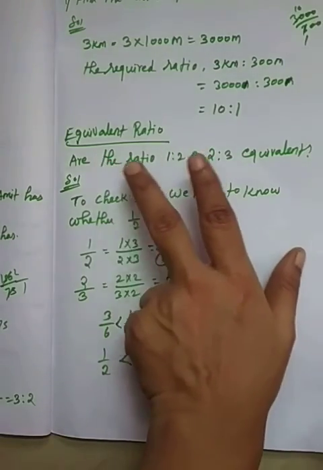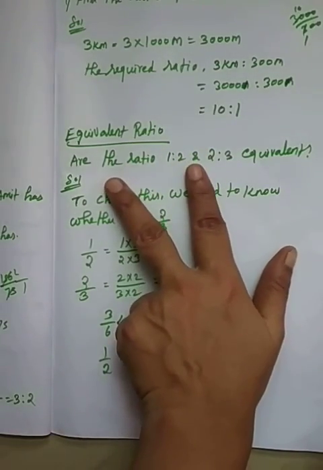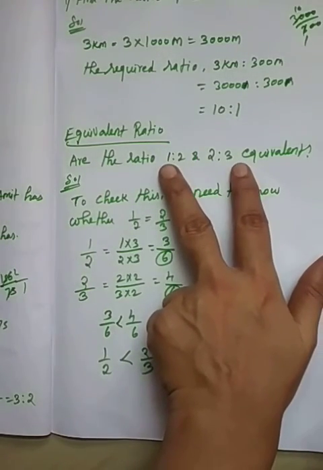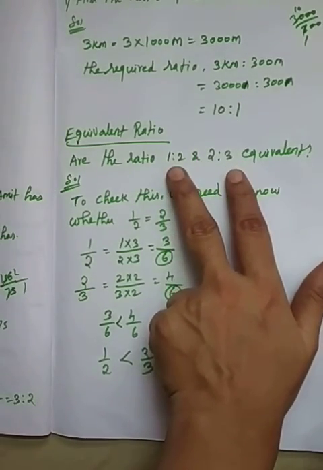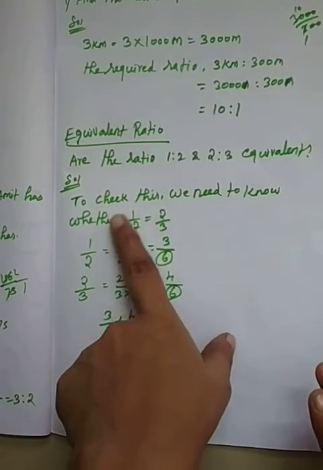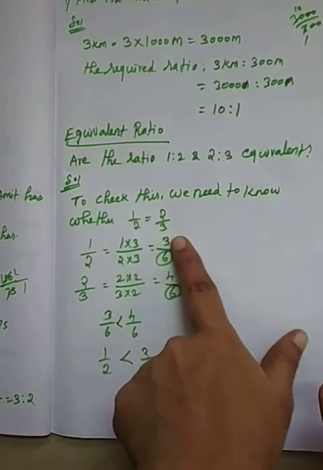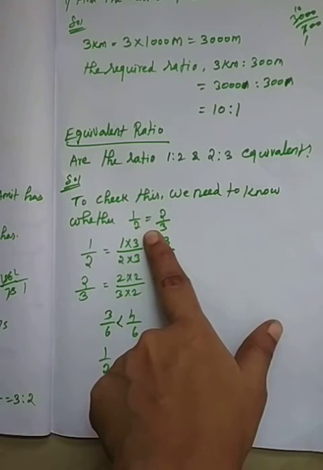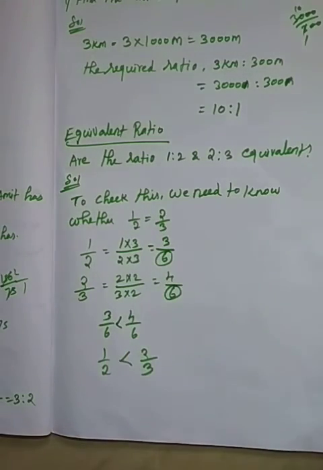See, how can you check equivalence in this one? In this, two ratios were given. First, what do you have to find out? To check this, we need to know whether 1 by 2 and 2 by 3 are equal. That is the question. You have to check whether both are equal. How can you check that? First, you have to change into like fractions.